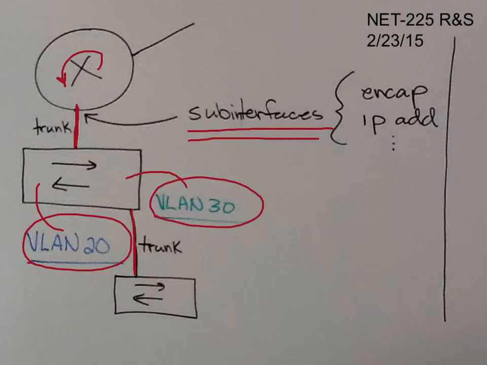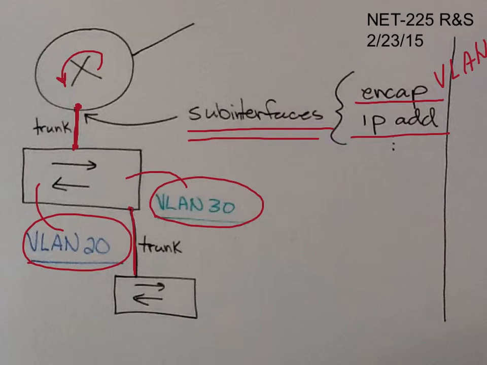We have to make sure we have no IP address on the physical interface. We do the right encapsulation, put the IP address on it, and make sure we mark which VLAN when we do the encapsulation, and then we create a trunk between these two ports.